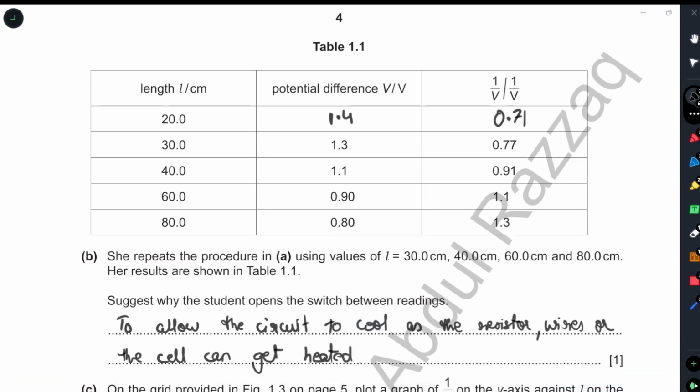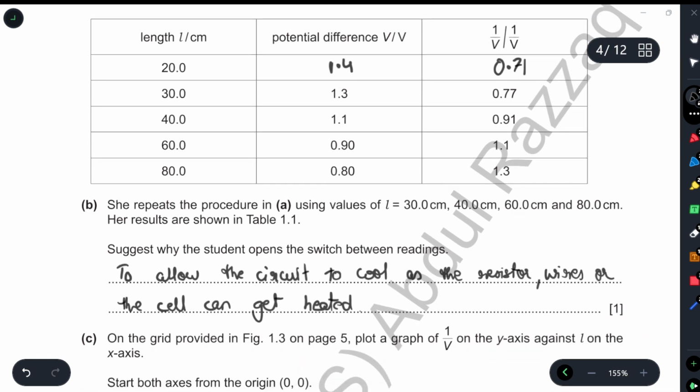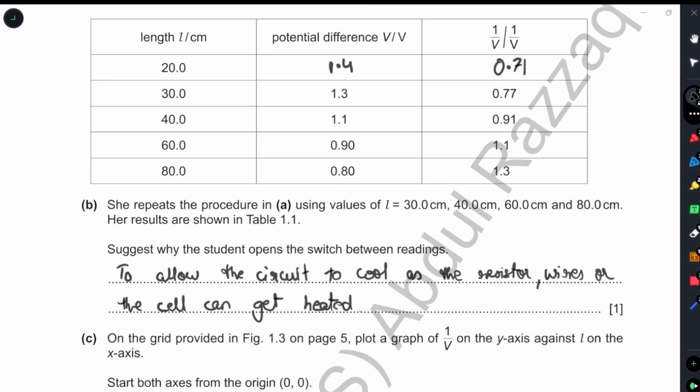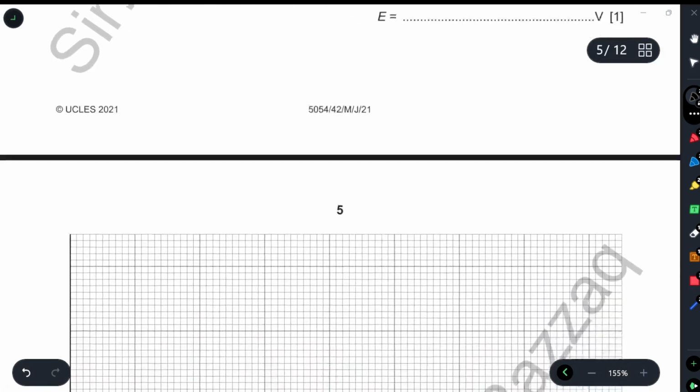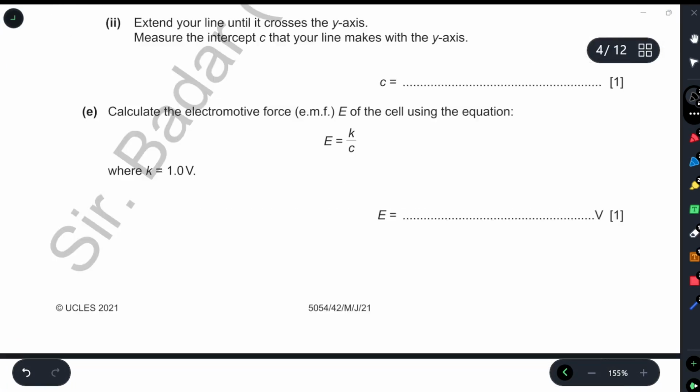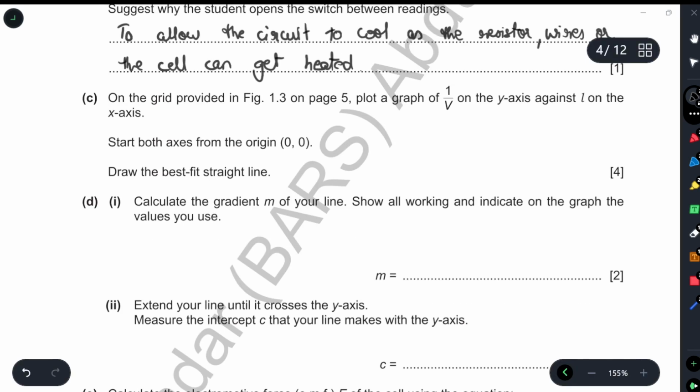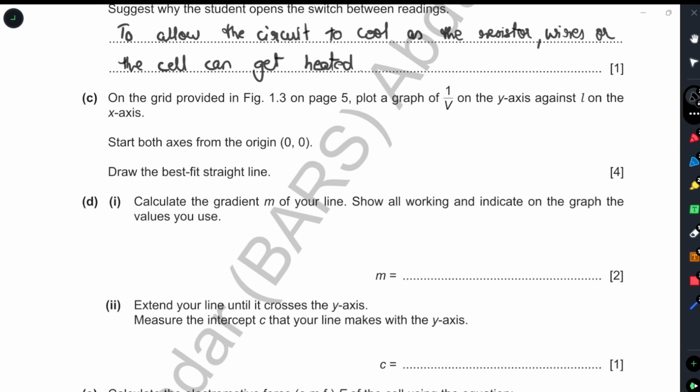On the potential difference side, the question says we don't plot potential difference, we have to plot 1 upon V. All right, that's cool. So 1 upon V goes on the y-axis while the length goes on the x-axis. So for the length, we need to plot between 0 and 80. For the potential difference, we need to plot between 0.7 and 1.3. All right, that's cool. So what is the question saying? We need to start both axes from the origin.